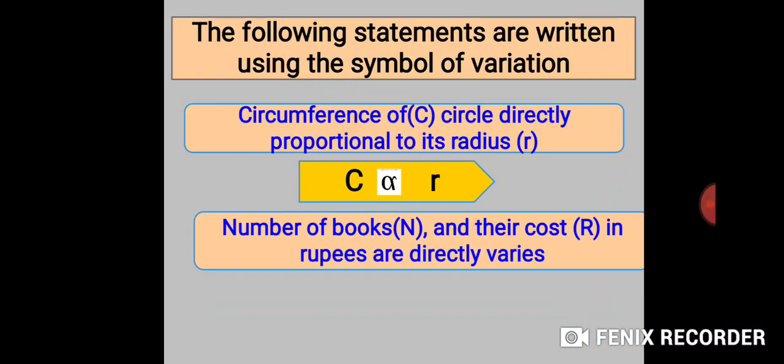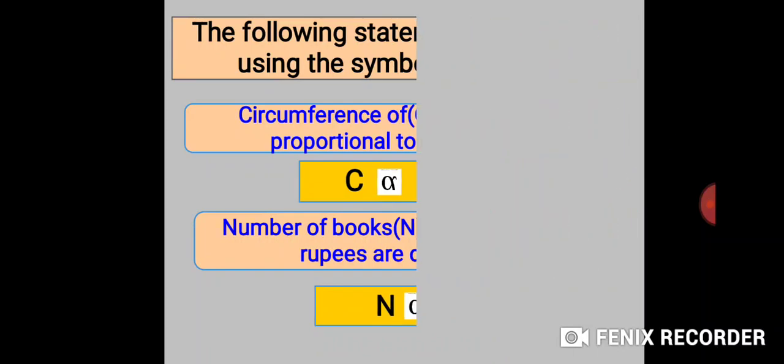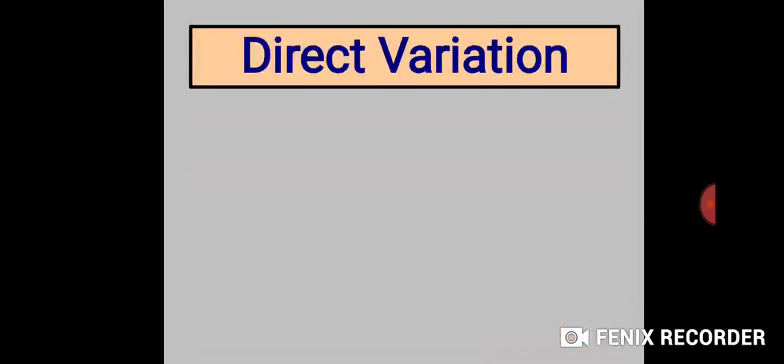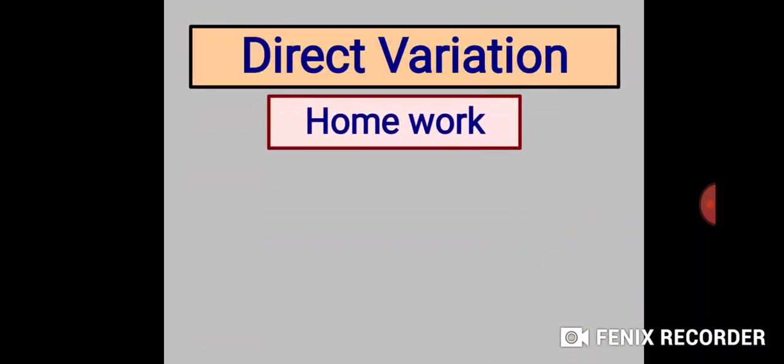And the last statement: the number of books and their cost in rupees vary directly. We see that the number of books is directly proportional to their cost, that means N directly proportional to R. So today we studied direct variation. First we saw the definition of variation, types of variation, then direct variation, its mathematical expression and equation, and some statements written using the mathematical symbol.